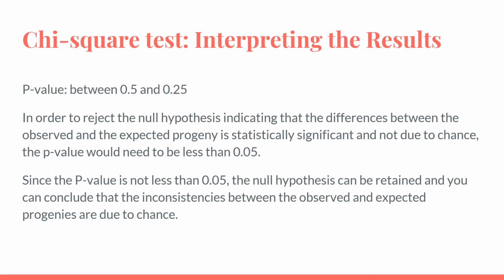Let's interpret the results from our test. Well, again, our p-value was between 0.5 and 0.25. In order to reject the null hypothesis, indicating that the differences between the observed and the expected progeny are statistically significant and not due to chance, the p-value would need to be less than 0.05. Since the p-value is not less than 0.05, the null hypothesis can be retained, and you can conclude that the inconsistencies between the observed and expected progenies are due to chance.